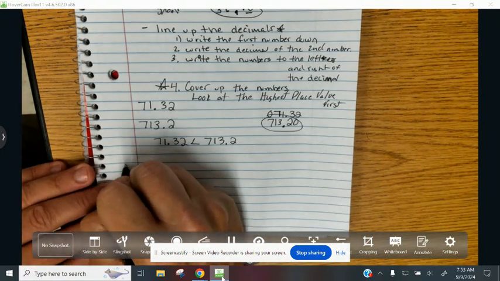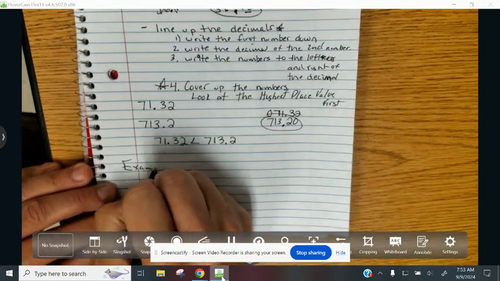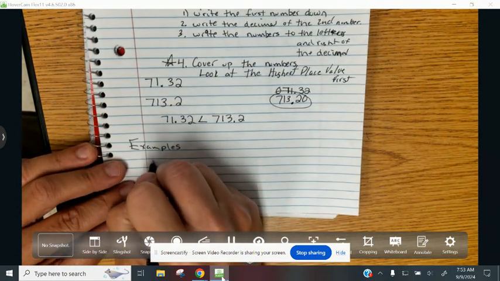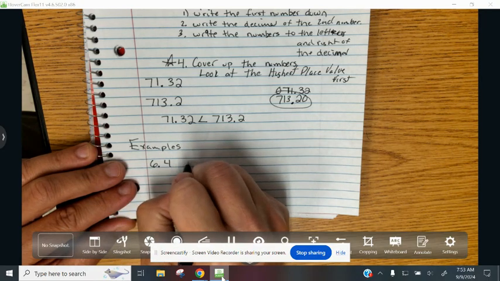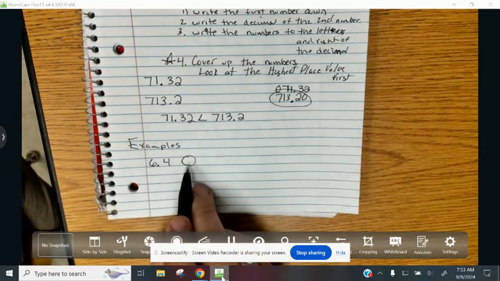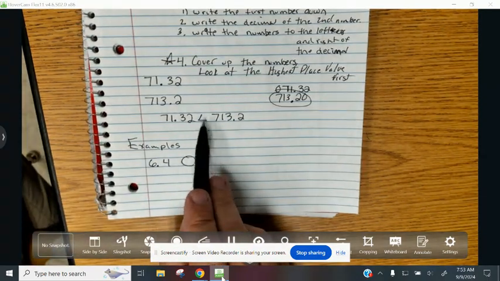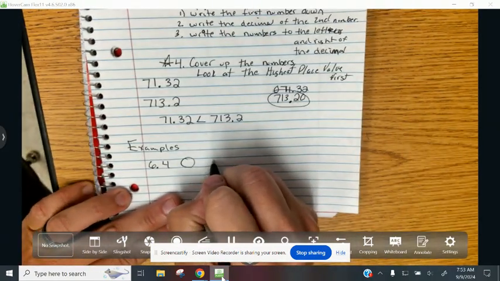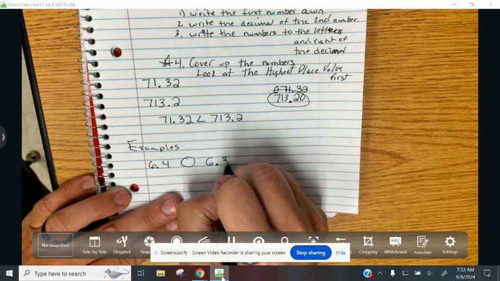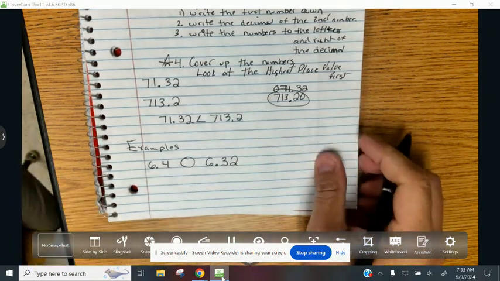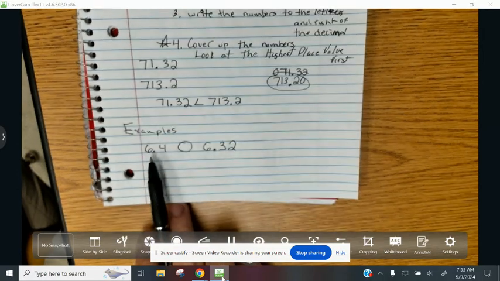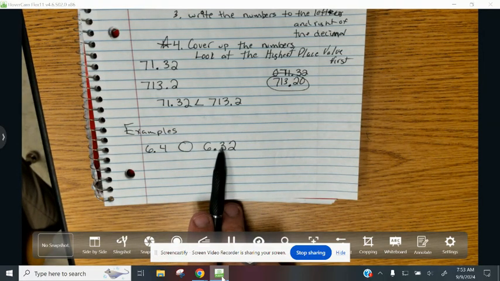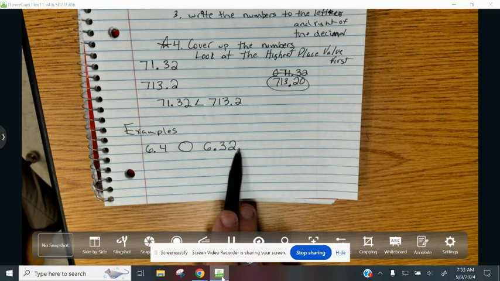Okay, so we'll do a couple examples just to make sure that you are understanding and you're seeing how to do it. So what if I had, and this is how you're going to see it in your book, 6.4, then you're going to have a circle. This is where your answer is going to go. That's where the greater than, less than, or equal sign is going to go. And then you're going to have 6.32. So when you look at this number, if you didn't understand decimal place value, you would think this number is greater. And the big misconception is this guy has more digits, so he's bigger.